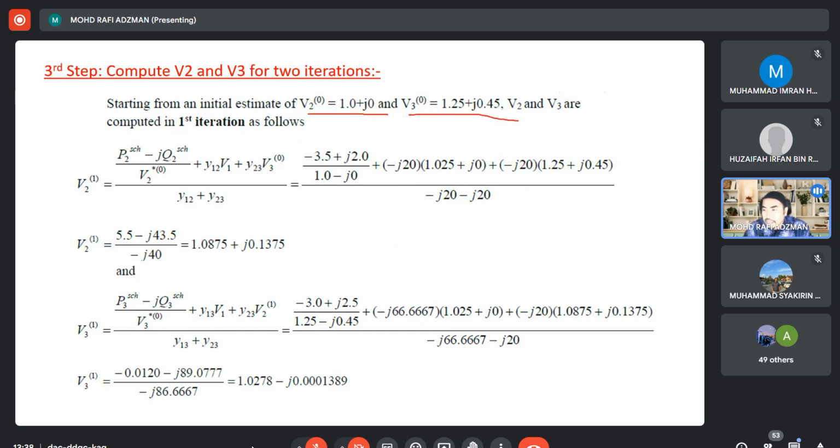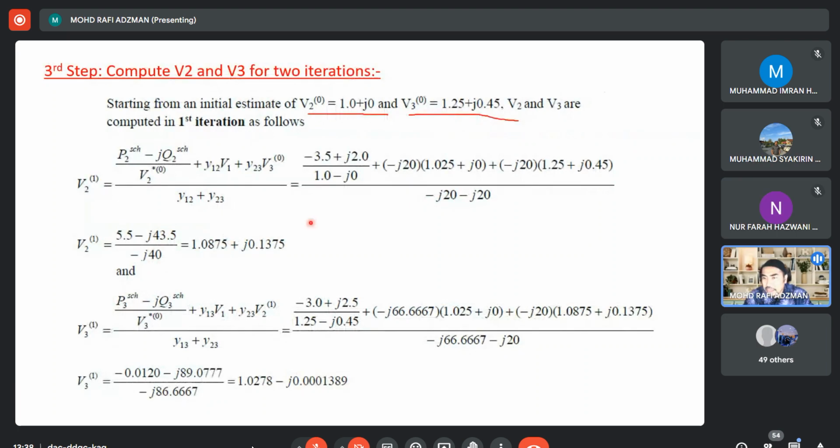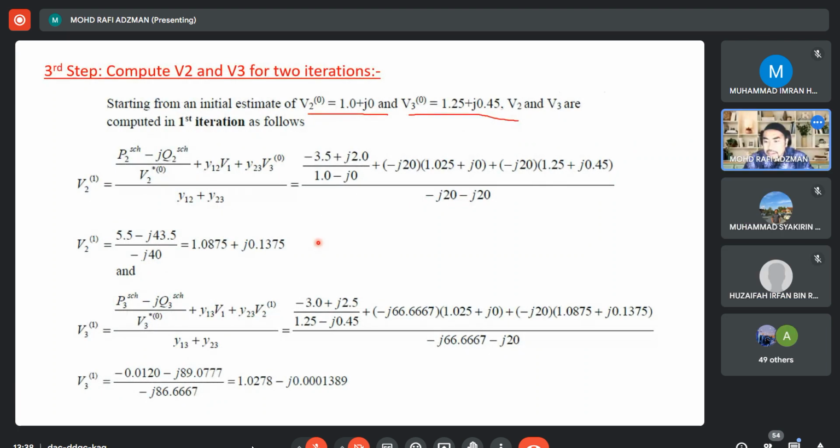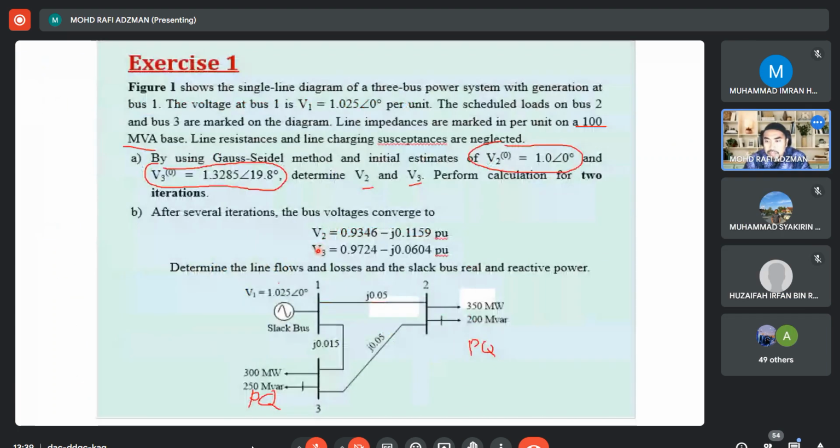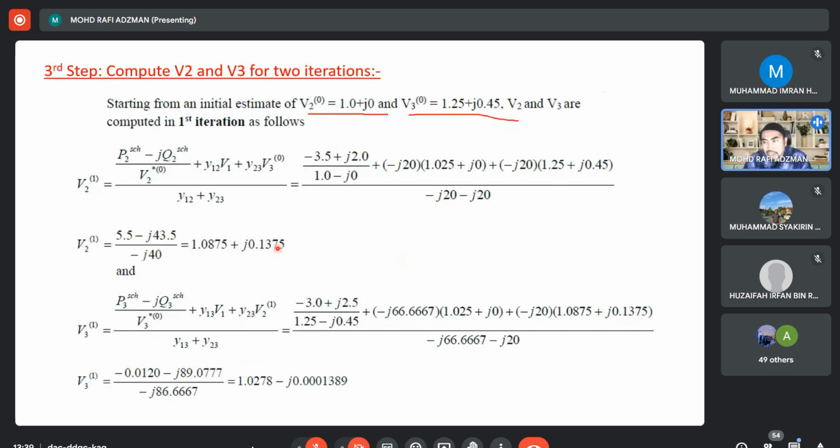Tetapi dalam soalan ni, dia tak begitu. Okay. Sebab dalam soalan ni, dia dah bagi nilai V20 and V30. So you kena pakai nilai ni. You tak boleh pandai-pandai letak V2 equal to 1 plus J0. Okay, so you already have V20, V30 and V10.